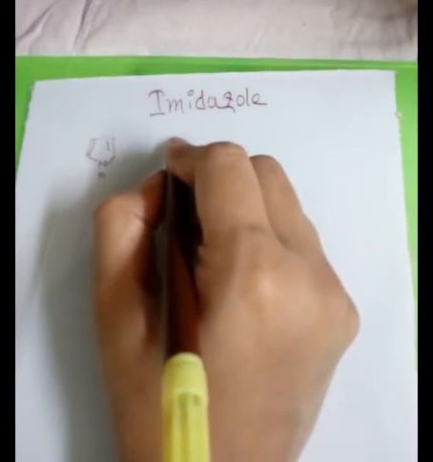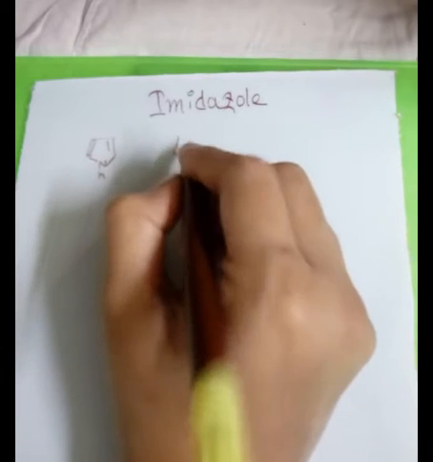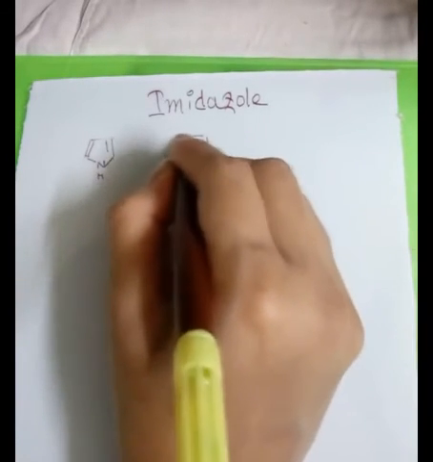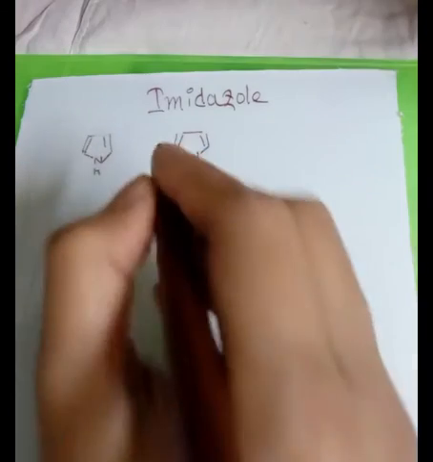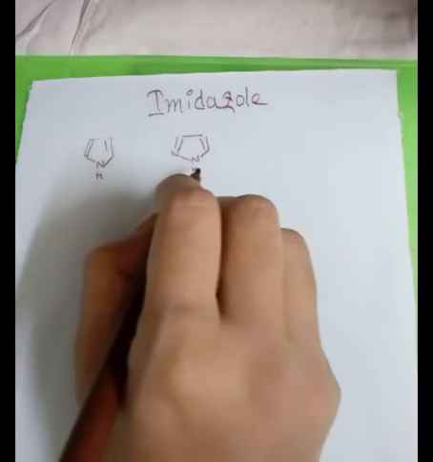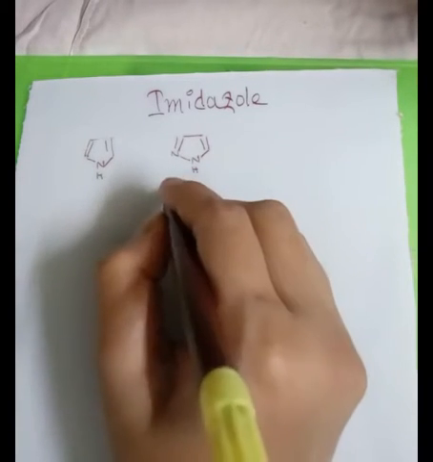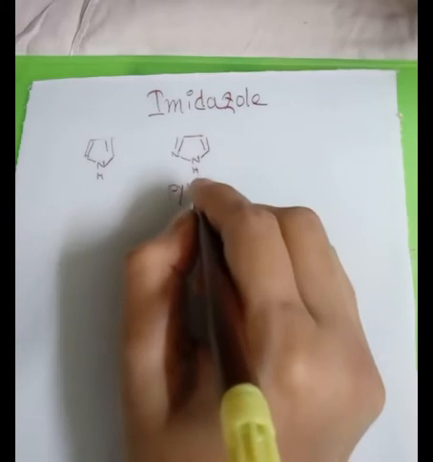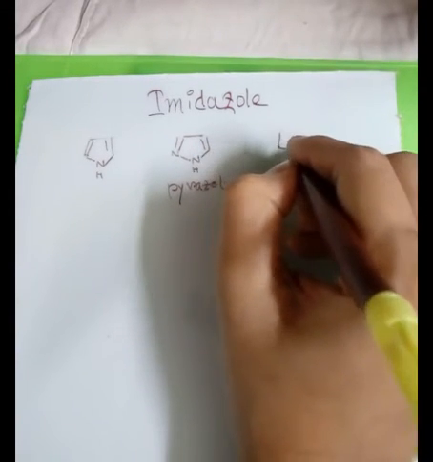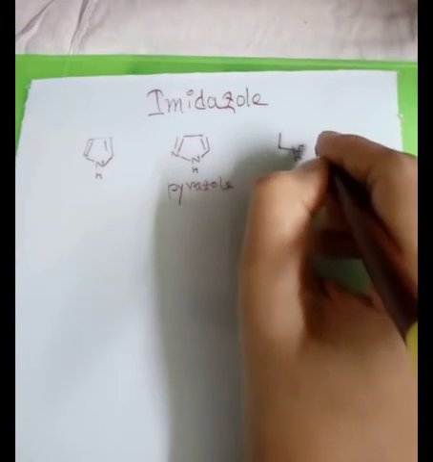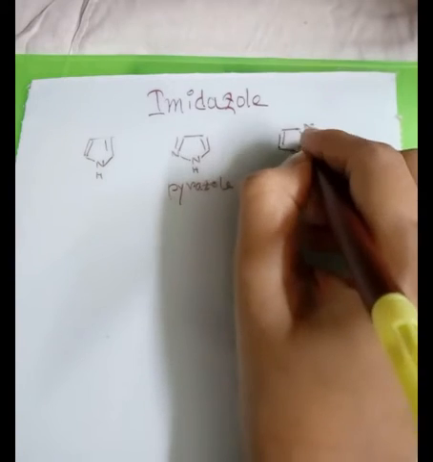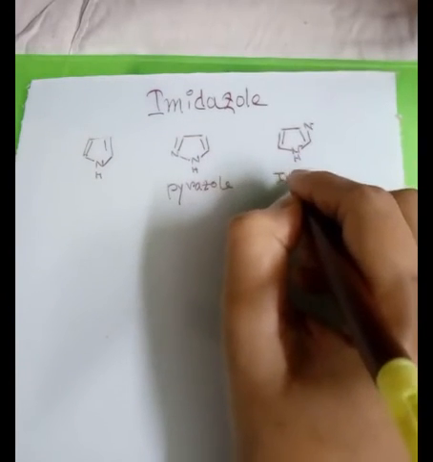So we can write like this. This is called pyrazole. Or we can add nitrogen in another position. That is called imidazole.